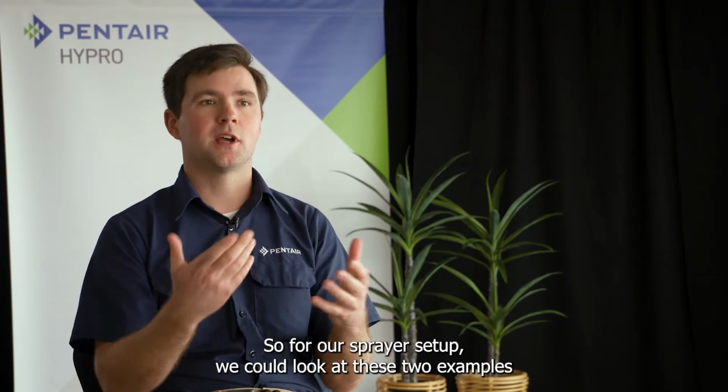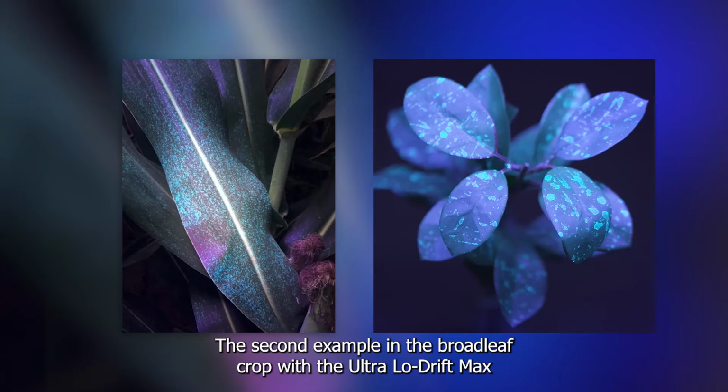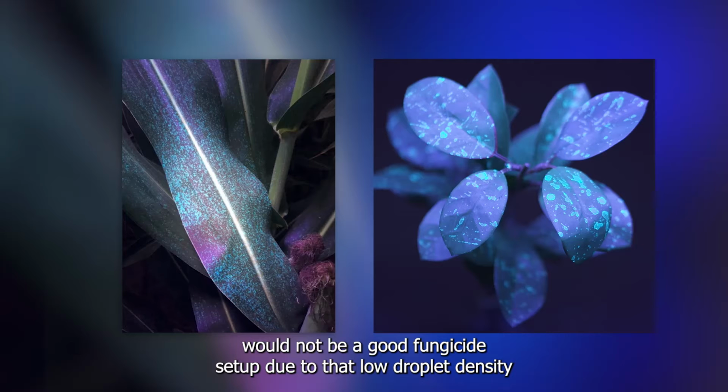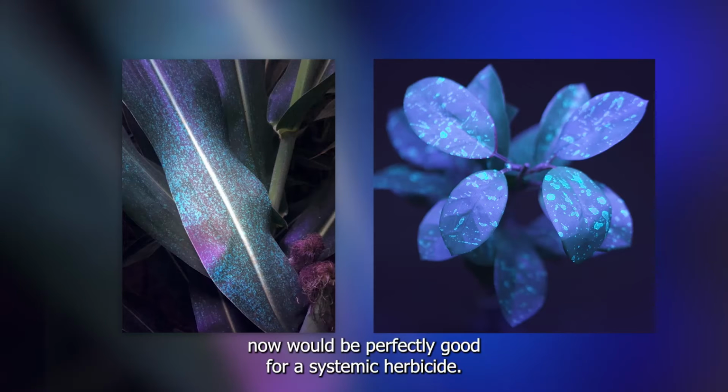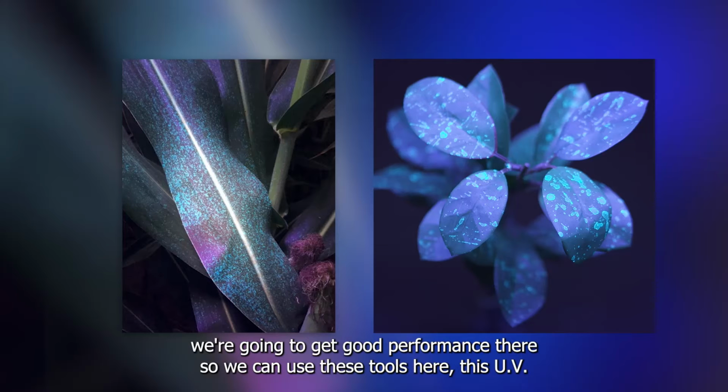So for our sprayer setup, we could look at these two examples and look back at what we're spraying and say, this second example in the broadleaf crop with the ULD Max would not be a good fungicide setup due to that low droplet density. Now it'd be perfectly good for a systemic herbicide that's going to be taken up by the plant and translocated. We're going to get good performance there.